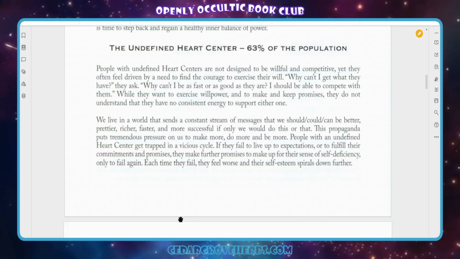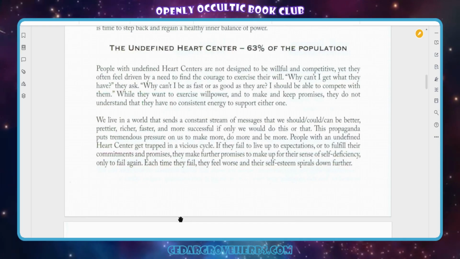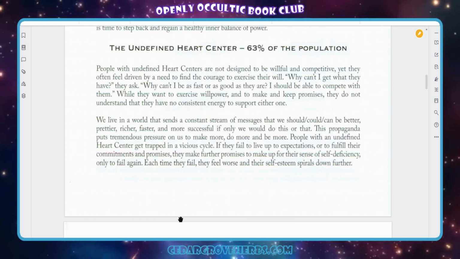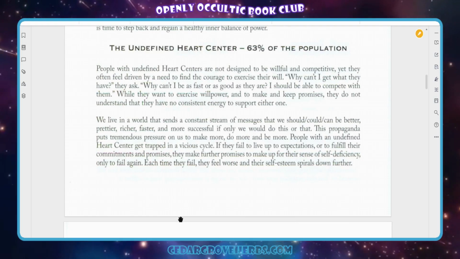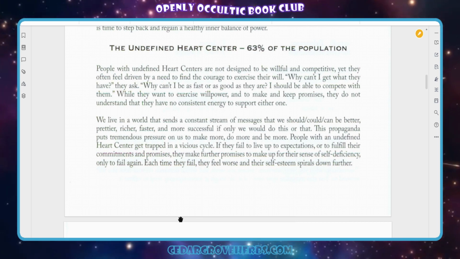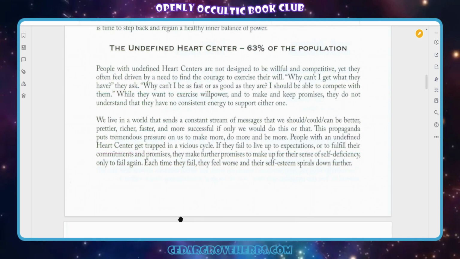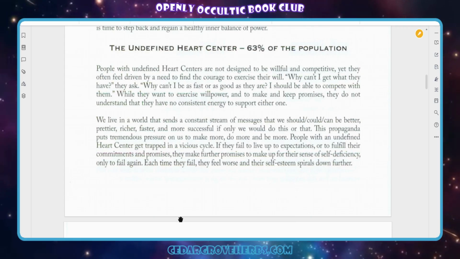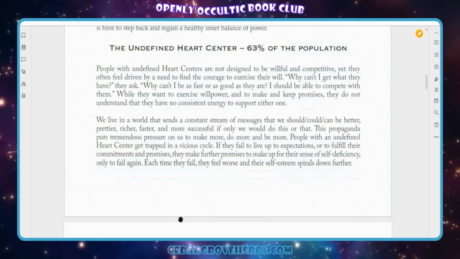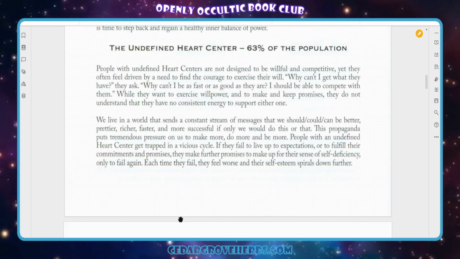We live in a world that sends a constant stream of messages that we should, could, and can be better, prettier, richer, faster, and more successful if only we would do this or that. This propaganda puts tremendous pressure on us to make more, do more, and be more. People with an undefined heart center get trapped in a vicious cycle.